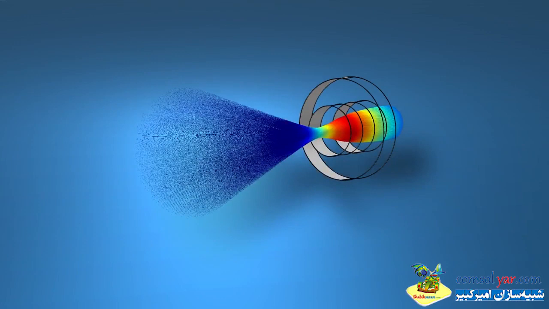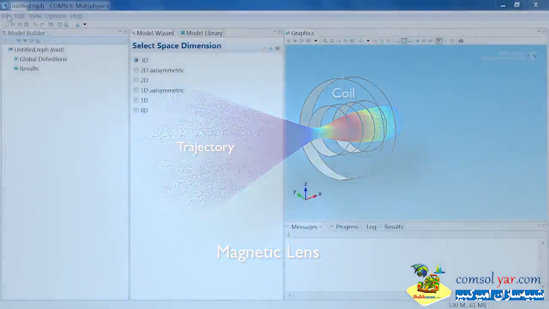So what we're going to do now is model something called a magnetic lens, and what we're essentially going to do is compute the trajectory of electrons through a magnetic field. And the magnetic field is generated via a coil assembly. So current flows through a coil which sets up a magnetic field, and then we're going to study how the magnetic field interacts with the electron trajectories.